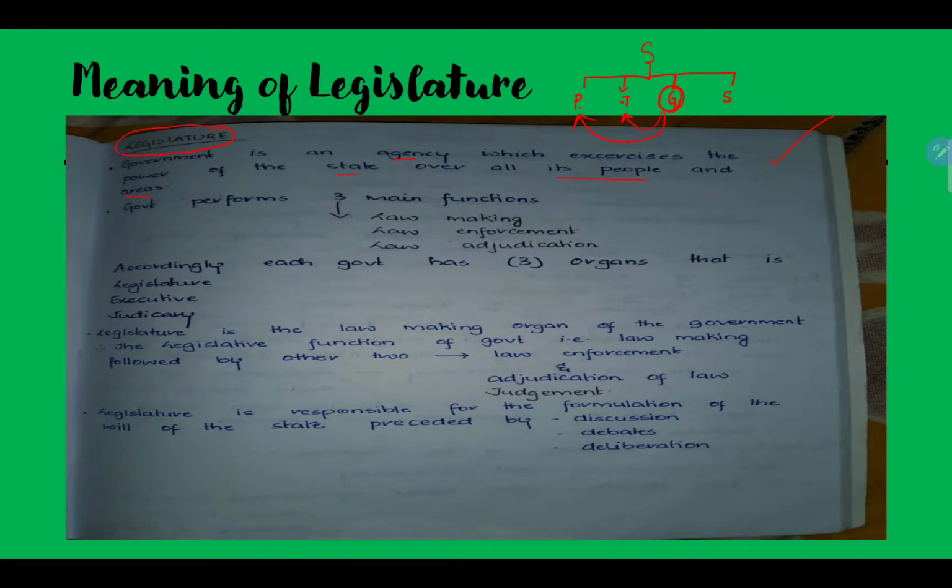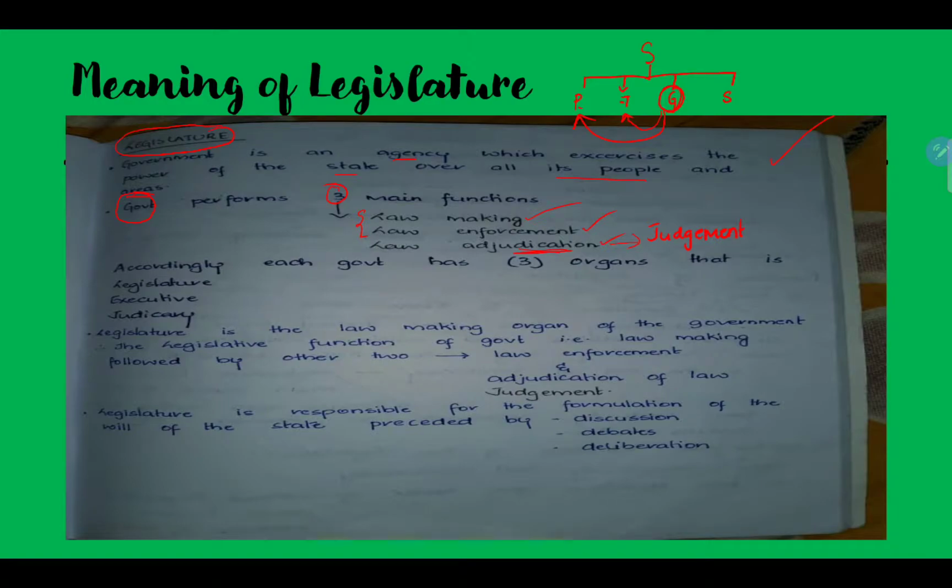What are the main functions of government? The main functions of government are 3: lawmaking, law enforcement, and law adjudication. Lawmaking and law enforcement, I know the meanings are clear, but what does law adjudication mean? Law adjudication means judgment, or judgment in a disputed matter.